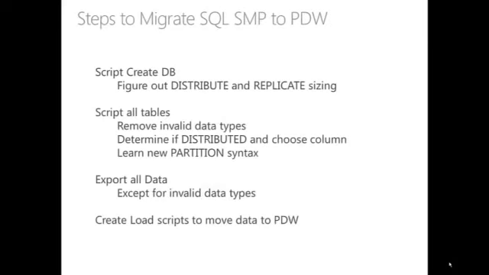So if you need to move your database over, what you would have to do is create your database, figure out what that sizing should be for the distributed and replicate portions of the database, script every table one by one, removing invalid data types, determine the table type you wanted, learn new partition syntax if you need it, export all the data except for those invalid types, and create load scripts. That's a lot of work, especially if you have a large number of tables.